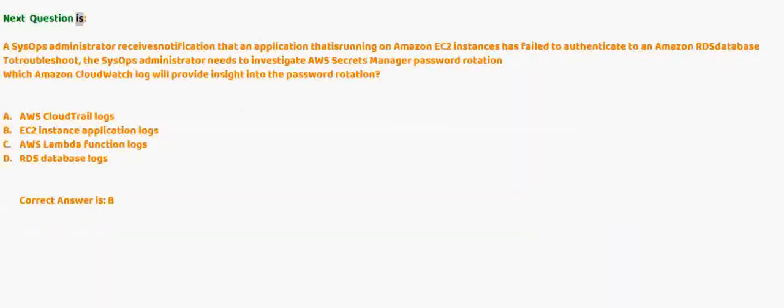Next question is: a SysOps administrator receives notification that an application that is running on Amazon EC2 instances has failed to authenticate to an Amazon RDS database. To troubleshoot, the SysOps administrator needs to investigate AWS Secrets Manager password rotation. Which Amazon CloudWatch log will provide insight into the password rotation?